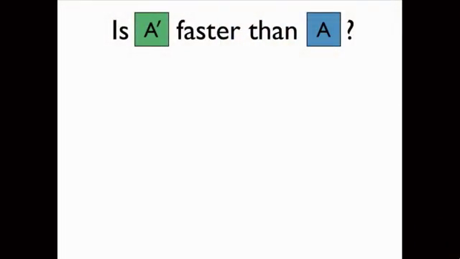All right? And the placement of things in memory. So now that you've seen all this, if you hadn't seen it before, let's go back and think about this. We're asking this question: is A prime faster than A? But now we know that there are all these weird confounding factors. So what do we actually do in practice?